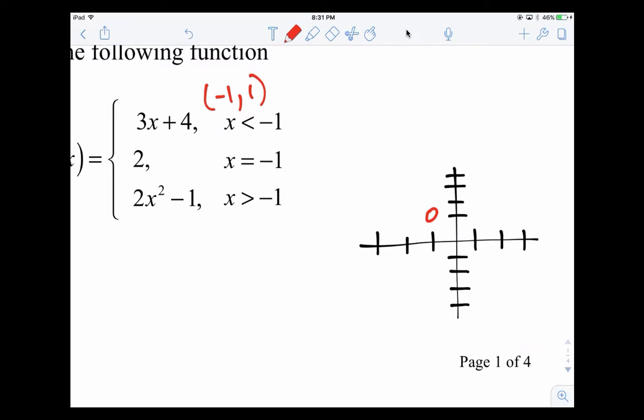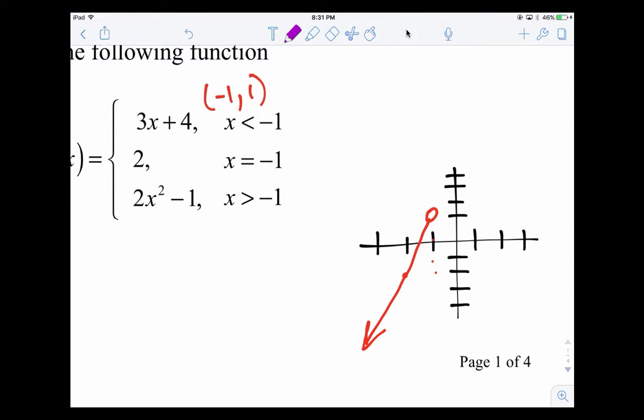Now from there, it has to look like 3x plus 4. So that's a positive slope. As I go from left to right, the line should be going upwards. So instead of going up 3 over 1 to the right, I'm going to go down 3 over 1 to the left. As you look at that line, it rises as you go from left to right.